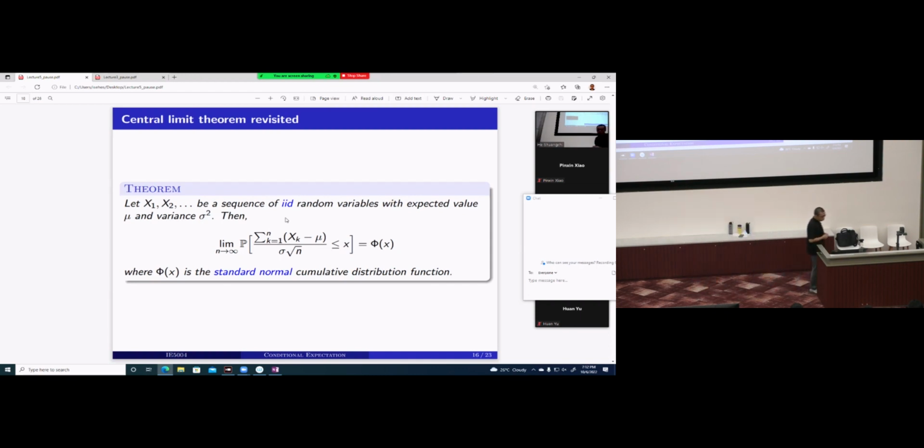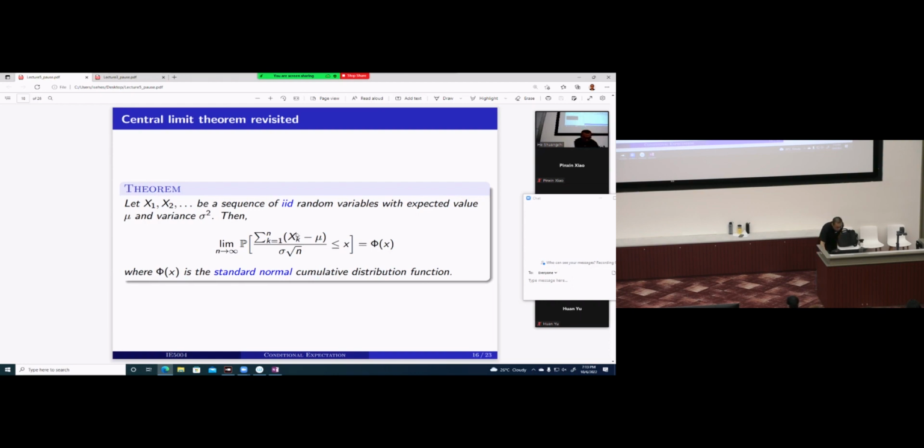Here, we consider a sequence of IID random variables x1, x2, and so on. For each xk, what we do is remove the expected value first. After removing the expected value, the expected value of that will be 0. So xk minus mu is again a random variable, but its expected value is 0. It could be bigger than 0, could be smaller than 0.